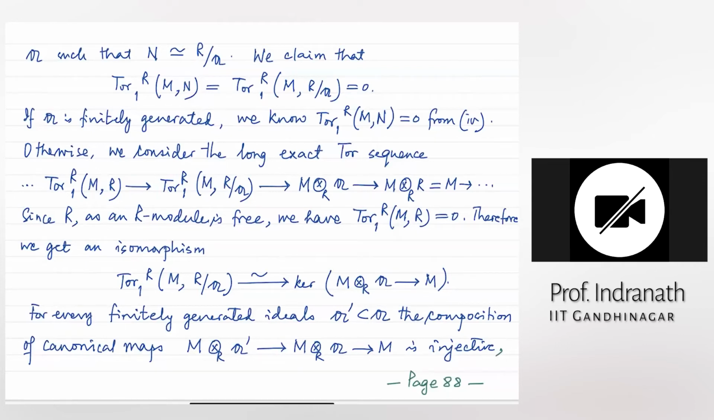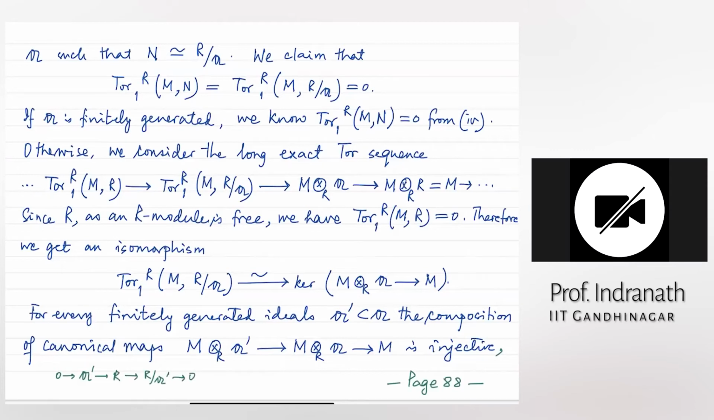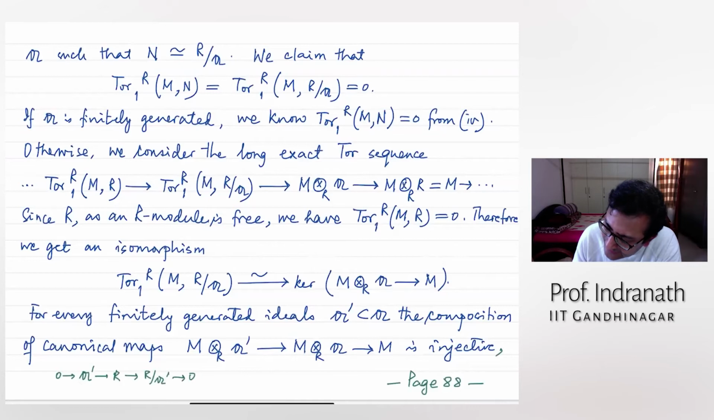Just a minute. Let me say it. Take a short exact sequence like 0 to A' to R to R modulo A', 0. The usual map. Yes, and then this will give a long exact sequence of homologies when you tensor with M. So you will get Tor1, something like this here, but instead of A, you will have A'.